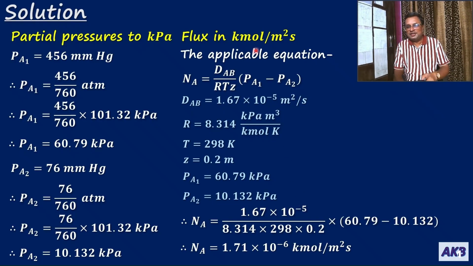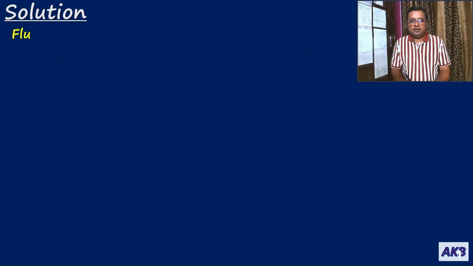Now let us convert it to kg per meter square per second and then kg per second. Let us move ahead. Okay, now let us get flux in kg per meter square per second. So we will denote that by Na dash. So Na dash will be Na into Ma.